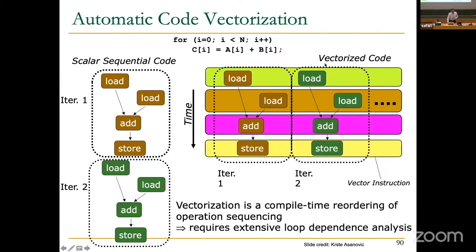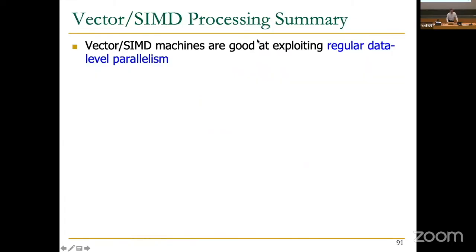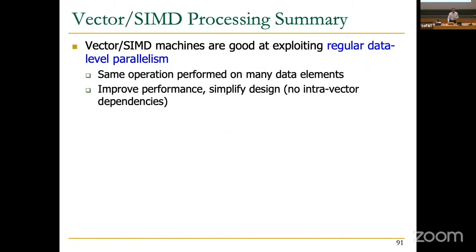That's the idea. So vectorization is really a compile time reordering of this operation sequencing, but this requires extensive loop dependency analysis to make sure that different iterations are independent of each other. So let me summarize. Basically, vector and SIMD machines are really good at exploiting regular data parallelism. You perform the same operation on many data elements.